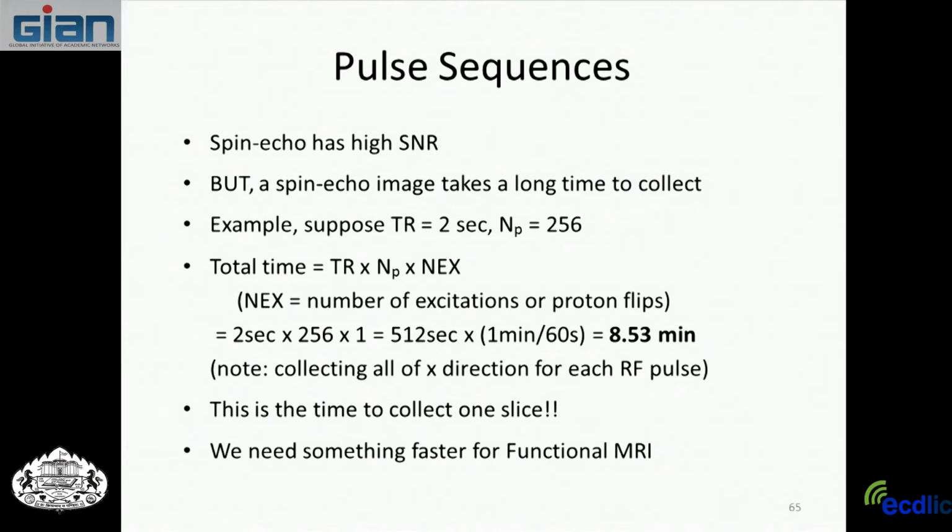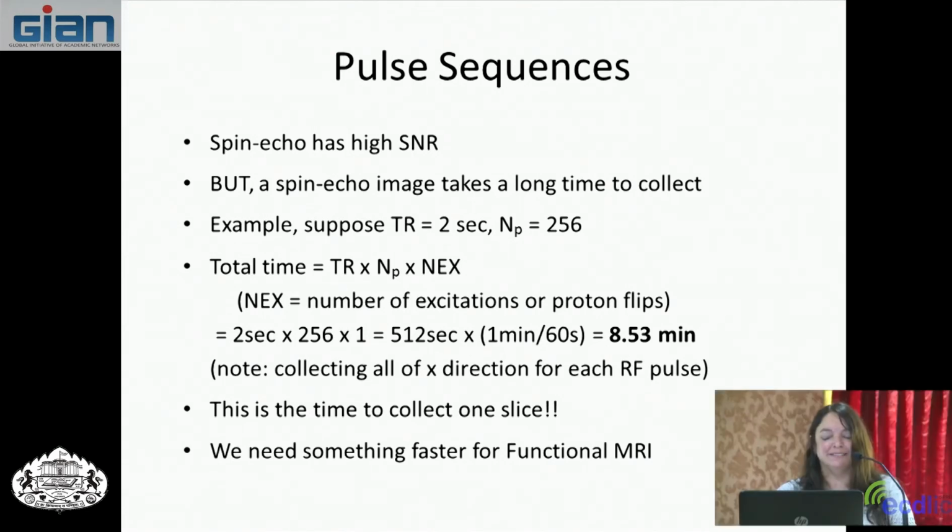So say we have a TR of 2 seconds, and the number of pulses that we need to collect our whole data set is 256. So that would be the number of excitations or proton flips times the number of pulse sequences that we need, and times 2 seconds, because that's how often we're going to flip our protons. So this is a single slice, I'm sorry.